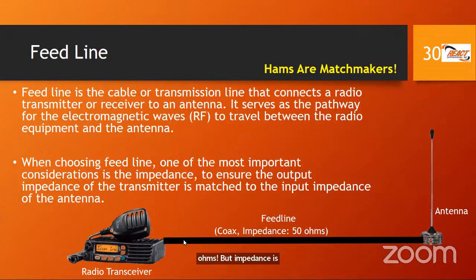But impedance is important in amateur radio. We need to match. Why? Because hams are matchmakers. When you match the impedance, you get maximum signal transfer. From the time that impedance is mismatched, you will have reflections, and not all of your signal gets into the antenna. You'll get your radio overheating, so there are problems associated with it.